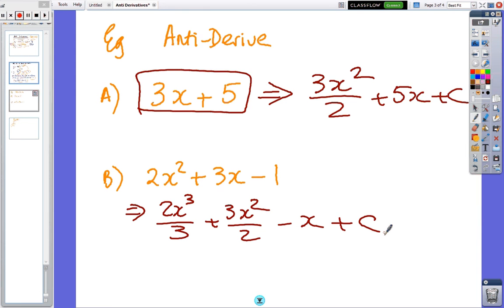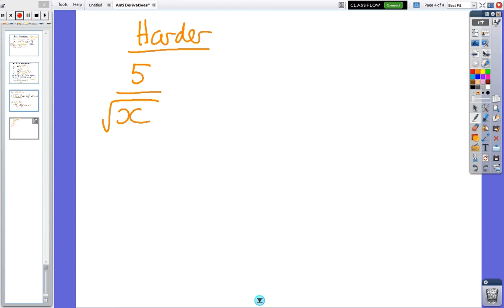Okay, let's have a look at one more example when you're ready. Okay, so here's a harder one. We can't do the shortcut yet, so what we do is, okay, root x is x to the half, but it's on the bottom, so we bring it up to the top and make the power negative. So this is equal to that. It's not leads to, it is equal to.